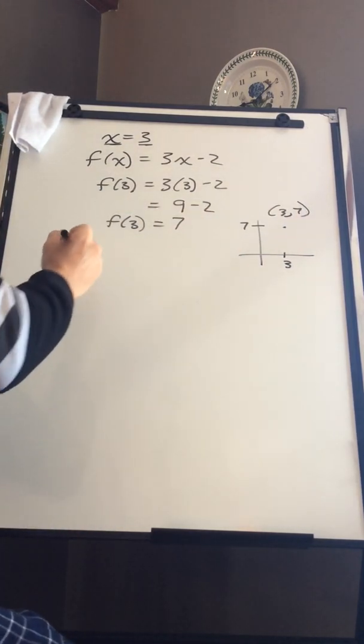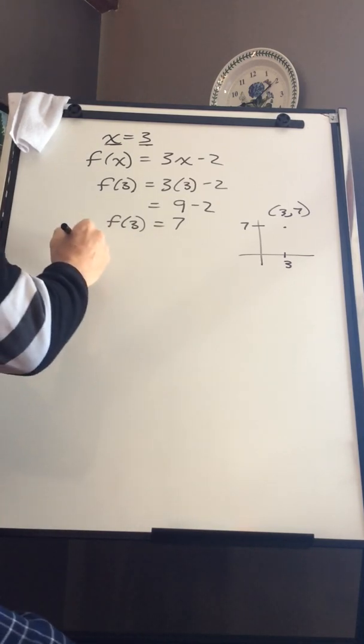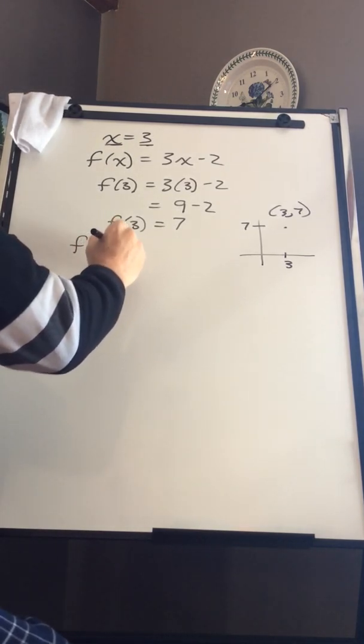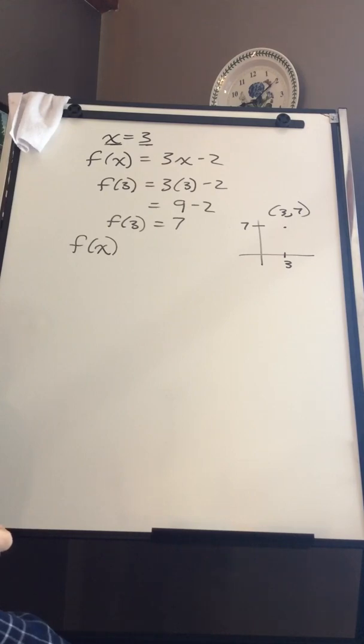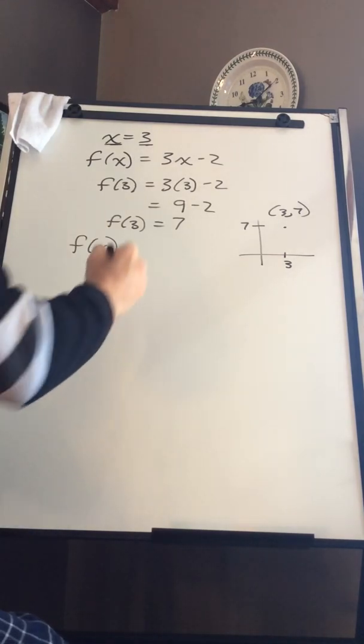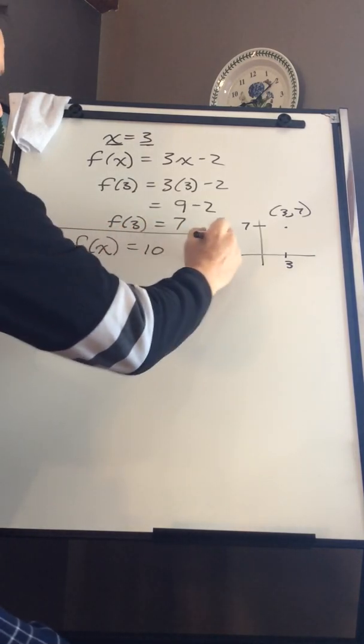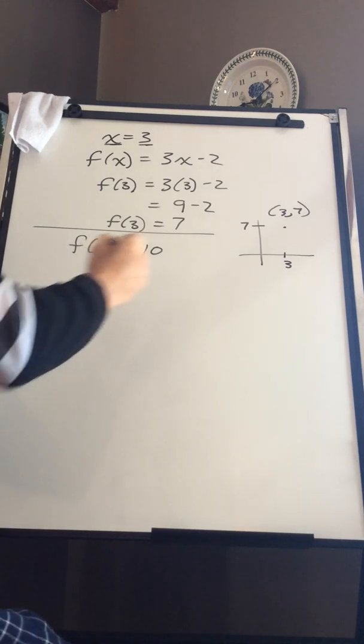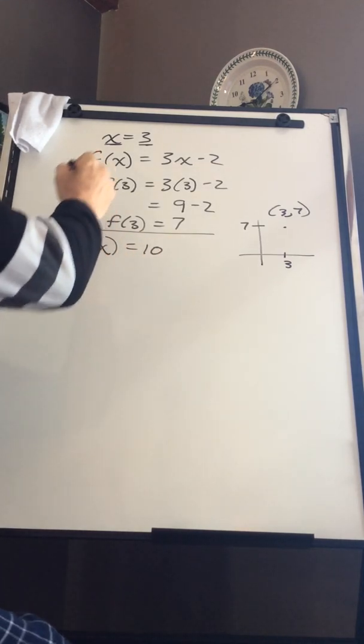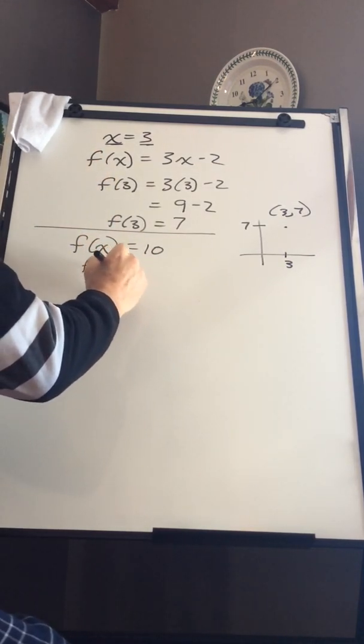What if I have f of x equals 10? Now this is different. This is the total other side of this. Then I'm still using the same function. We'll use f of x.